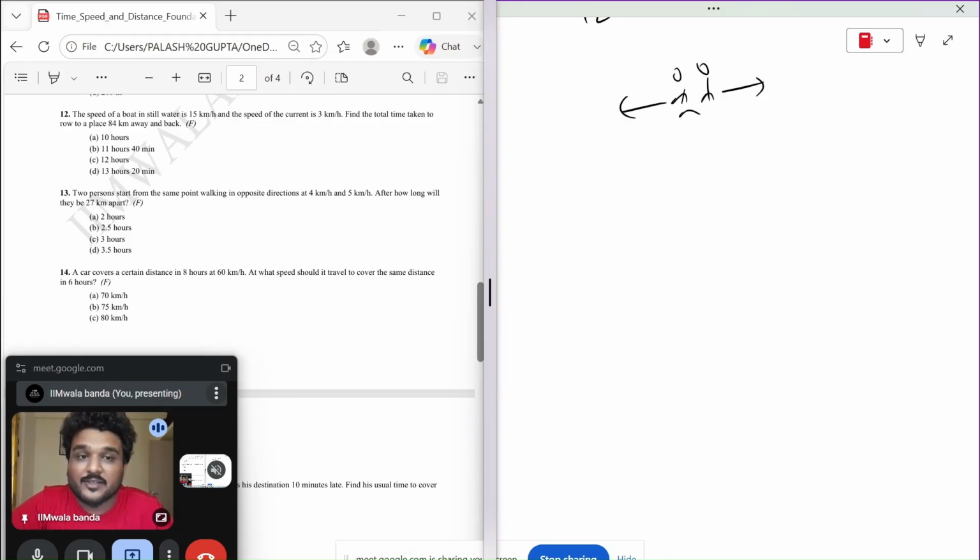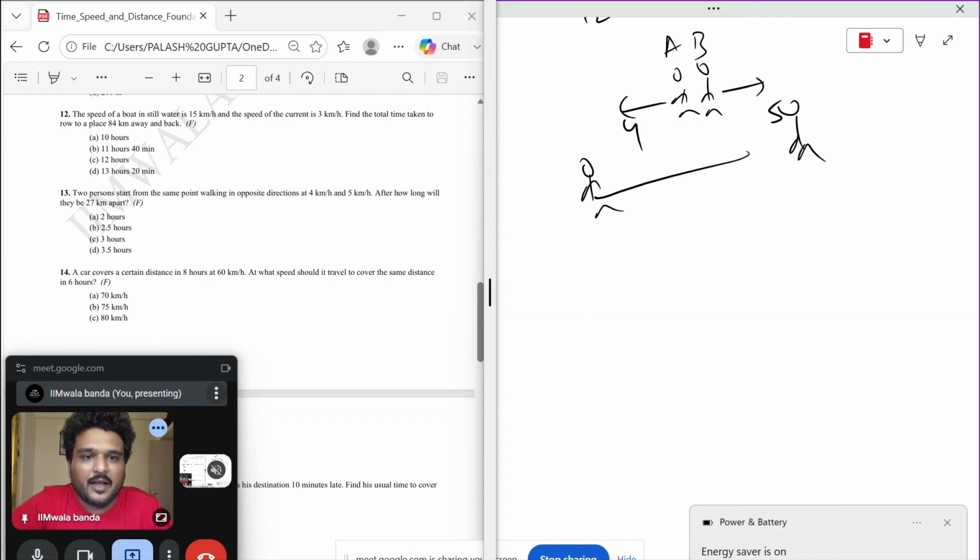Again, this is also that type, right? Which I explained. 4 and 5. And after how long will they be 27 kilometers apart? So basically, this guy will come here, this guy will come here, and then they will be, at one point of time, 27 kilometers apart.